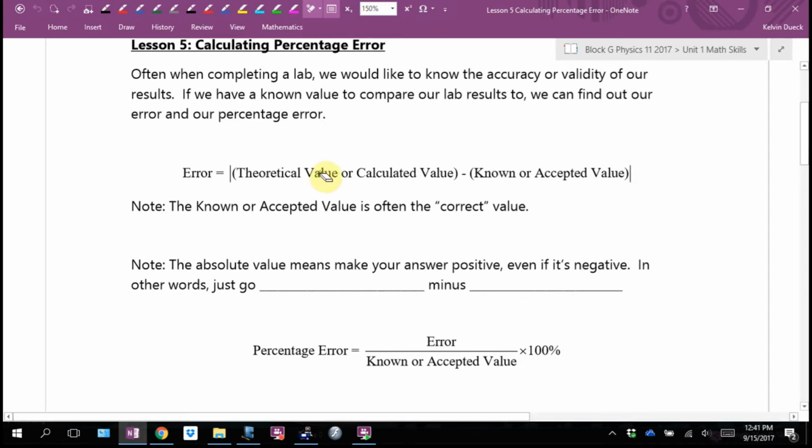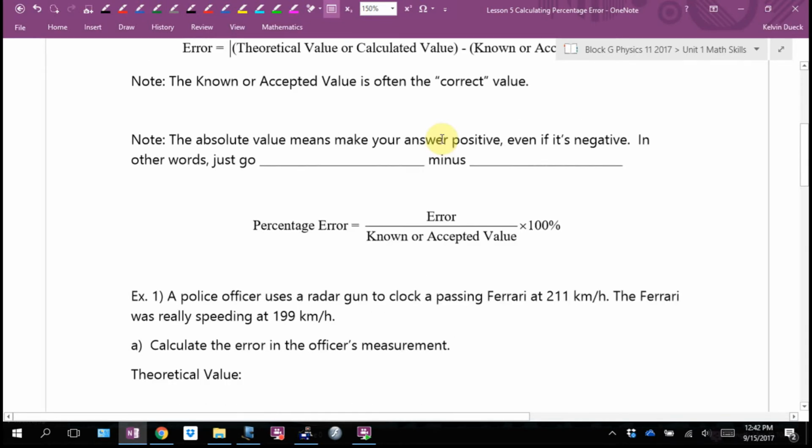So even though I said it's the theoretical or calculated value minus the known or accepted value, sometimes, if this number is bigger, I'll go this minus that. It's going to give me the same answer and just check the negative for me. Some of you now just realized, oh, Mr. Duke, is that what that ABS button on my calculator is for? Yes, it is, boys and girls. That's the absolute value button. So, absolute value just means make your answer positive even if it's negative.